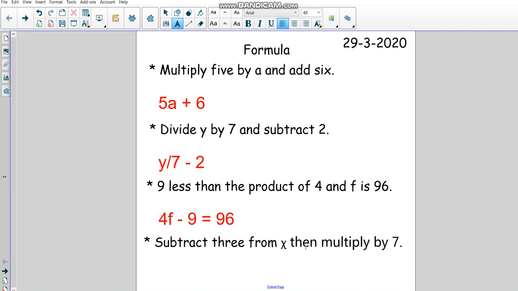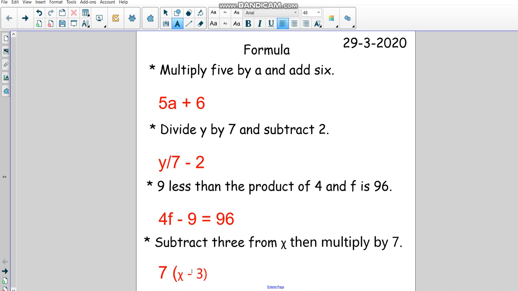And this is how to solve this problem. I will have to subtract 3 from x first, then multiply by 7. How to write this as an expression? I will multiply the 7 by the brackets, which will have x minus 3. And of course, don't forget to close your brackets.